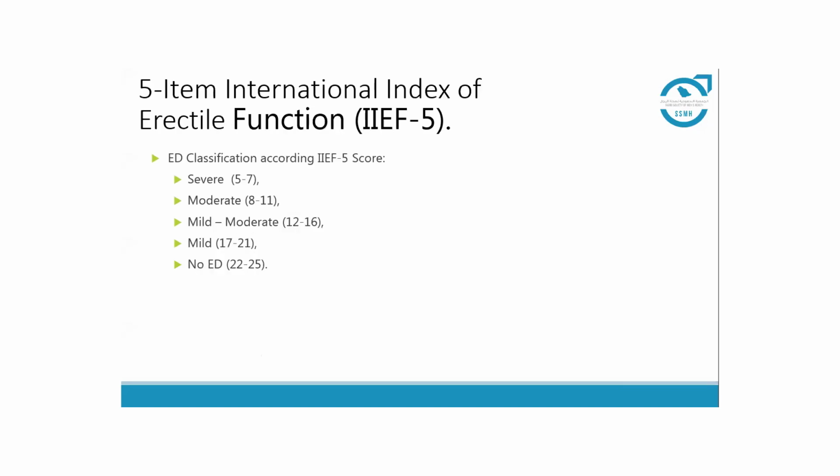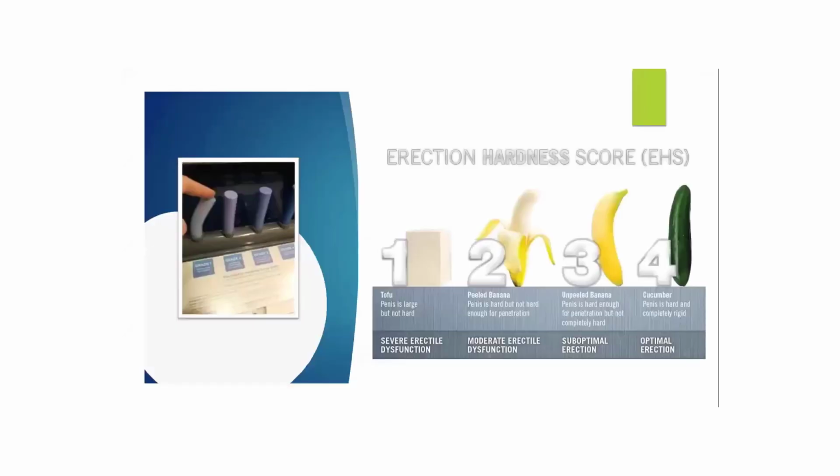The questionnaire that's most commonly used is the International Index of Erectile Function. There's a shorter version, which is called the IIEF-5, that is more concerned with the erectile power, and that can grade our patient into severe, moderate, or mild erectile dysfunction, or no erectile dysfunction. The other instrument that can be used, and it is very helpful especially in clinical practice, because it helps the patient give you an idea about his erectile status, is the erection hardness score, which is scored from 1 to 4, and it's easy for the patient to understand.